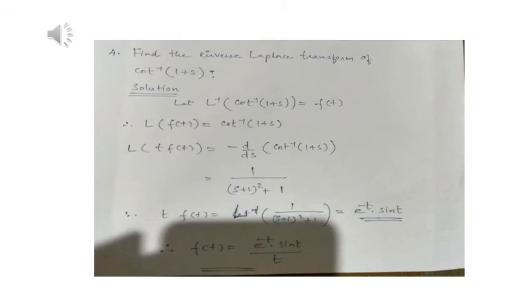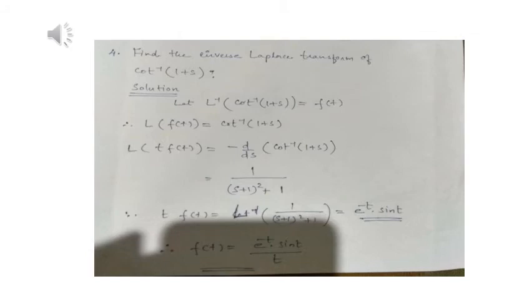Now what is the derivative of cot inverse x? It is minus 1 by 1 plus x square. So already minus is here, so minus into minus will bring positive. So that is 1 by 1 plus s the whole square, similarly 1 by s plus 1 the whole square plus 1. Now t f of t is L inverse of 1 by s plus 1 the whole square plus 1. Okay, if it is 1 by s square plus 1, it is sin t.